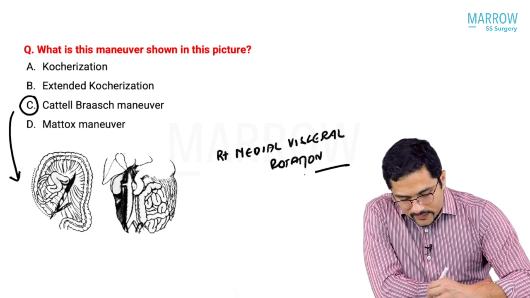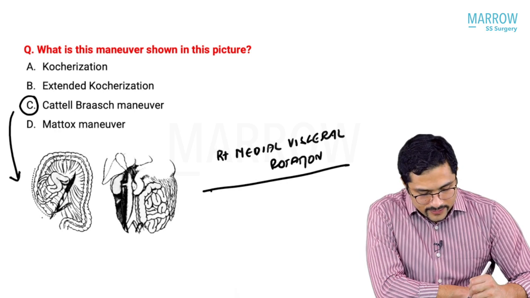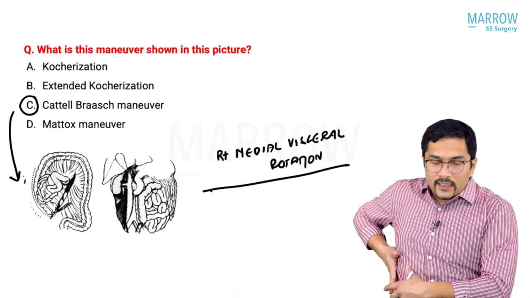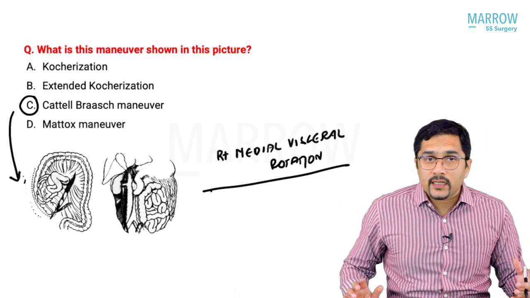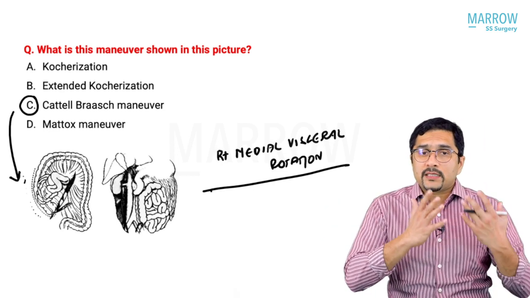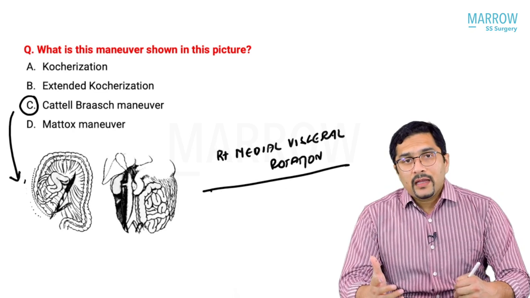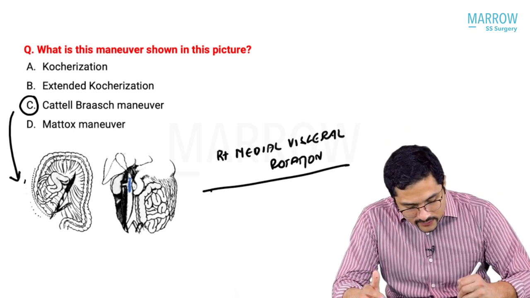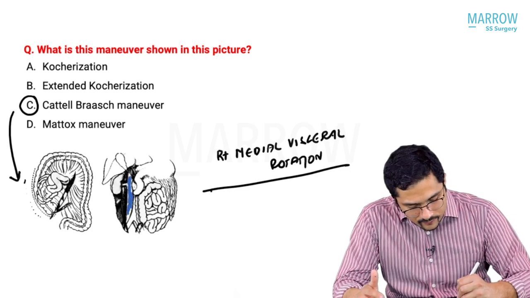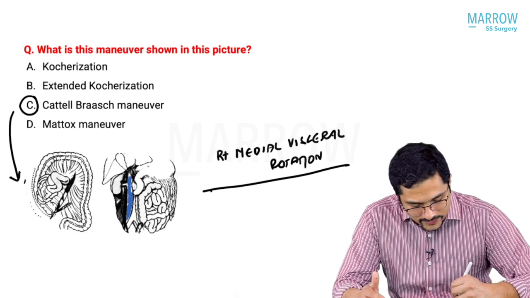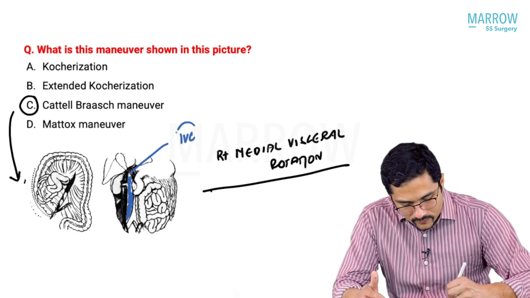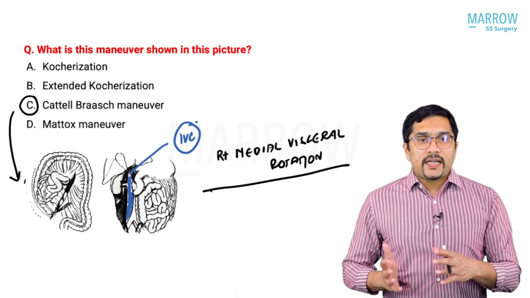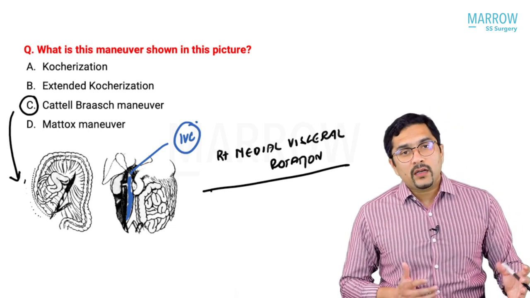So right medial visceral rotation, you can see that the ascending colon is mobilized medially, right? The ascending colon is mobilized medially. So once I do this, I am exposing the retroperitoneum, and what is on the right side is the IVC. So what gets exposed here? You can see here the IVC gets exposed in right medial visceral rotation.